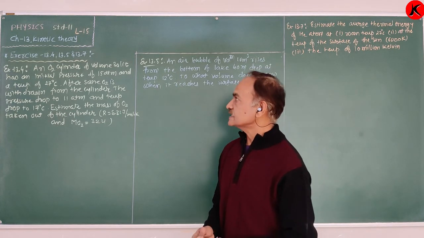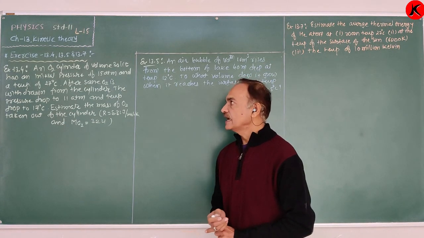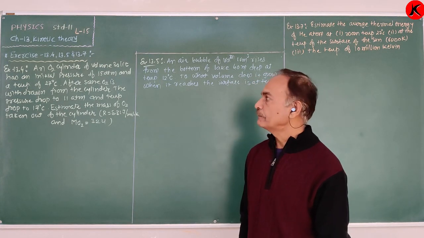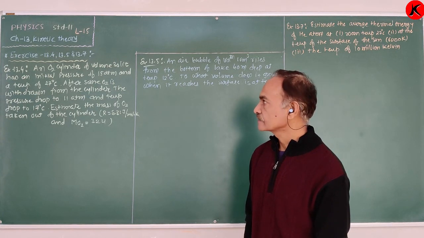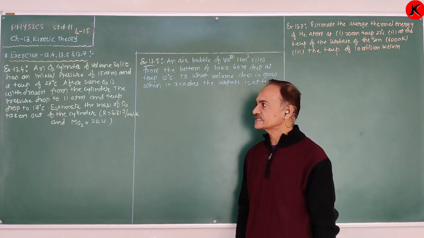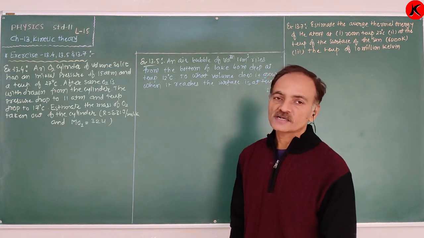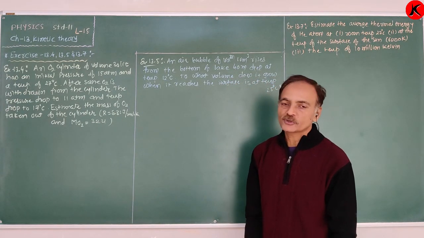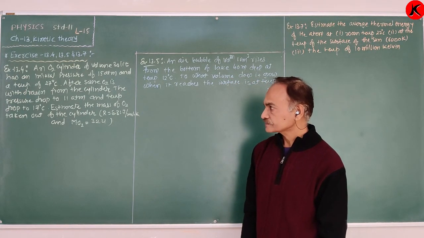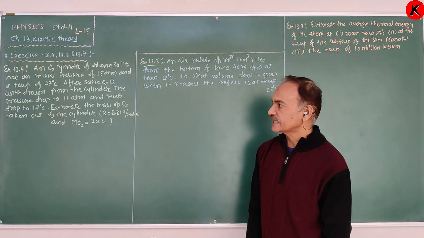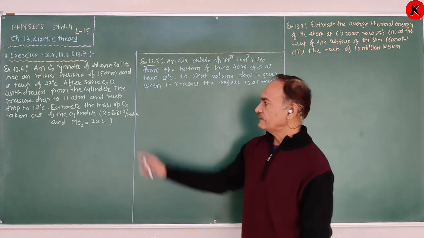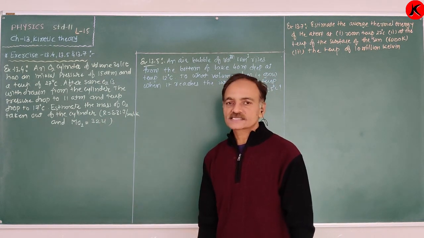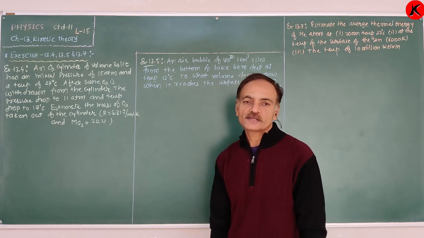An oxygen cylinder of volume 30 liter has an initial pressure of 15 atmospheric pressure and a temperature of 27 degrees centigrade. After some O2 gas is withdrawn from the cylinder, the pressure dropped to 11 atm and temperature dropped to 17 degrees centigrade. Estimate the mass of oxygen taken out of the cylinder. Here the value of R is 8.31 joule per mole Kelvin and the atomic mass of oxygen is 32 atomic mass unit.